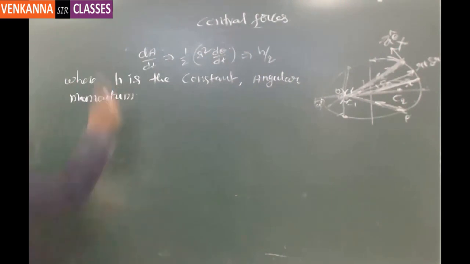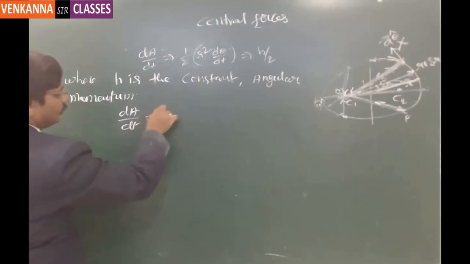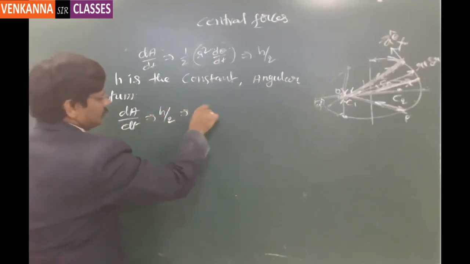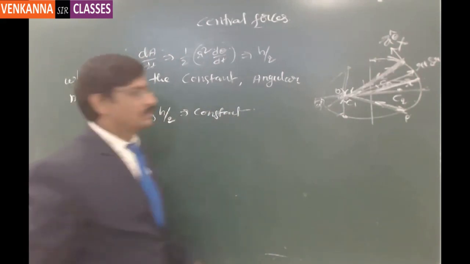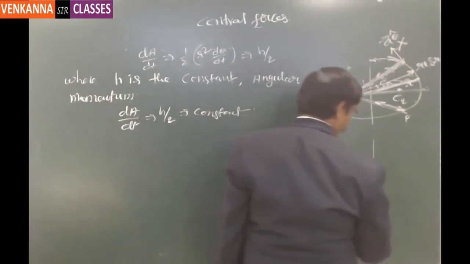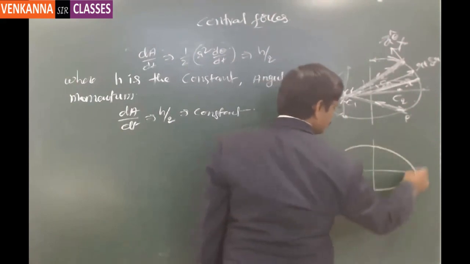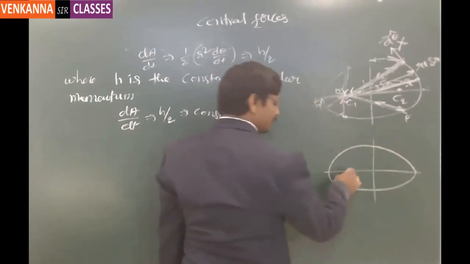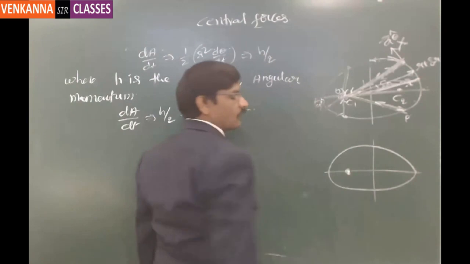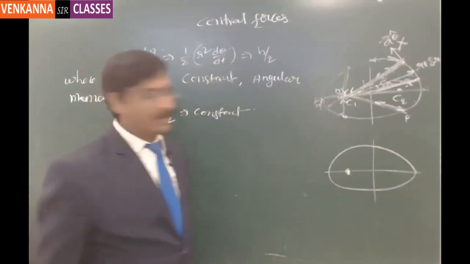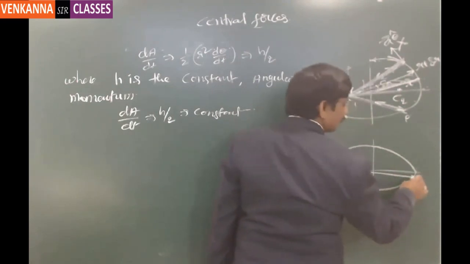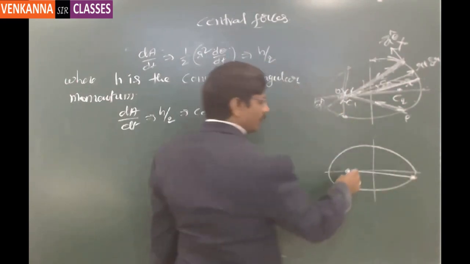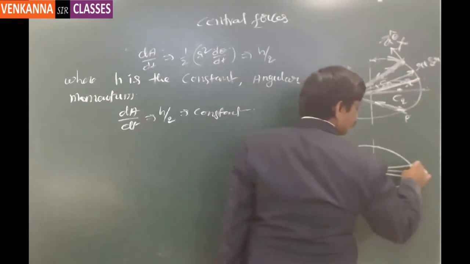So which essentially says that dA by dt equal to h by 2 is a constant. Now here what it means for us is, suppose the planet is trying to rotate in an elliptical orbit like this, and this is the focus, where the sun is located. And then the planet, let us say at one time, is located at this location, and after a moment the planet got shifted to this location.